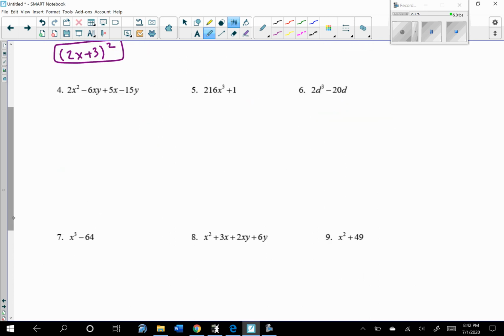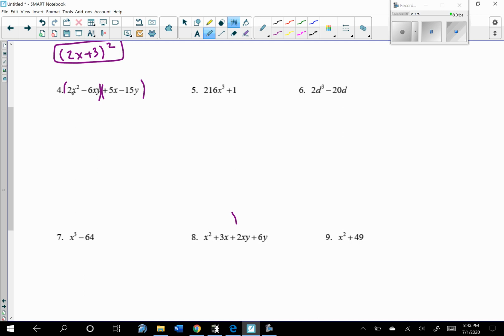Looking at number 4, I notice that there are 4 terms. So that means I'm going to do factor by grouping. Remember to group the first two and the last two terms. And if that doesn't work, then rearrange your terms. And if that doesn't work, then it doesn't factor.